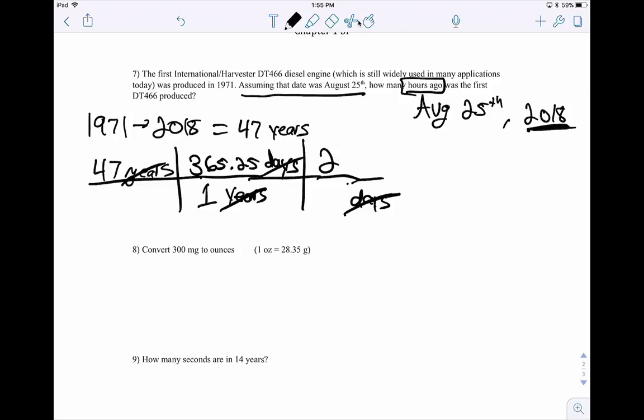We know there's 24 hours in 1 day. So look what happens. The years and days have been canceled, and all you have left is hours. If you multiply this straight through, this will give you the correct number of hours for 2018.